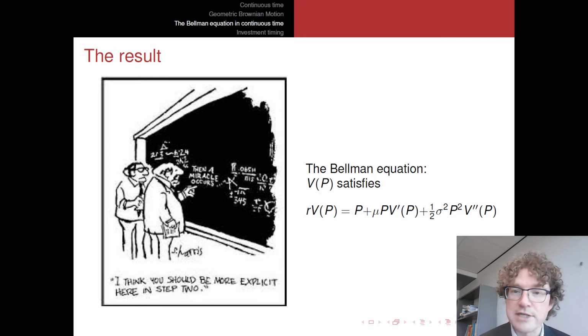And it will turn out actually that this Bellman equation for this function V as a function of P will satisfy some equation. So this is the equation. You see on the left hand side R times that function will equal on the right hand side this P plus mu times P times the derivative of V plus a half times sigma squared times P squared times the second derivative of V.